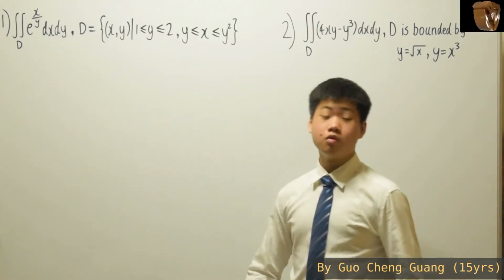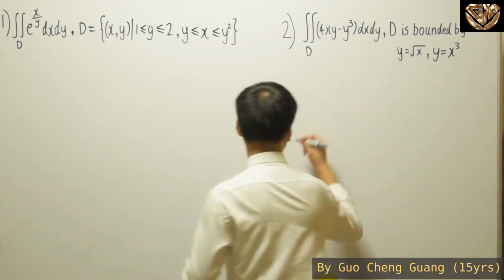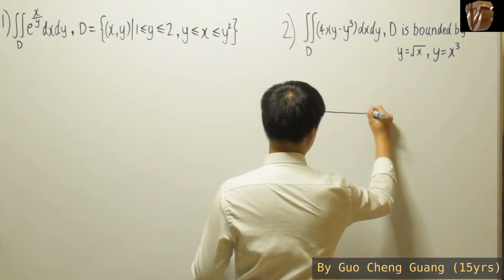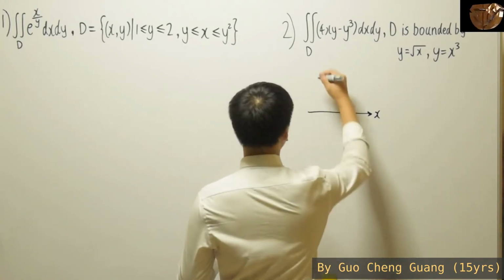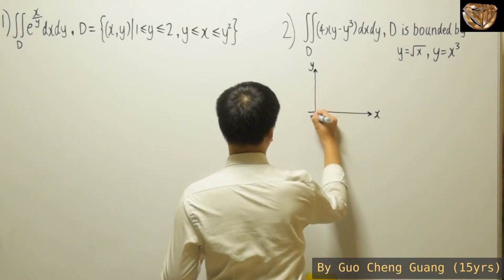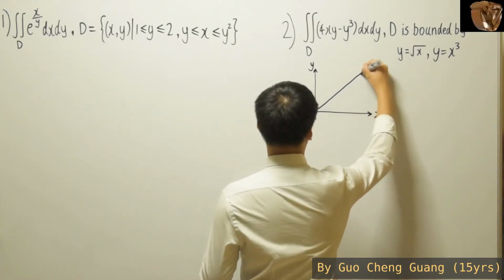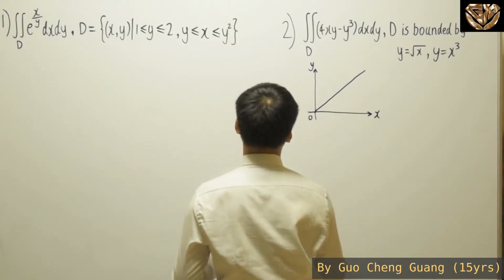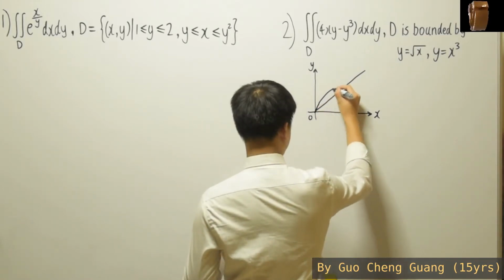First of all, we will look at what exactly this boundary would look like. So y is from 1 to 2, which is something you have to be aware of. Take an x-axis and a y-axis. Now, y is equal to x, that is just a straight line. x is equal to y squared. You probably know y is equal to x squared, but x is equal to y squared would just be something like this.